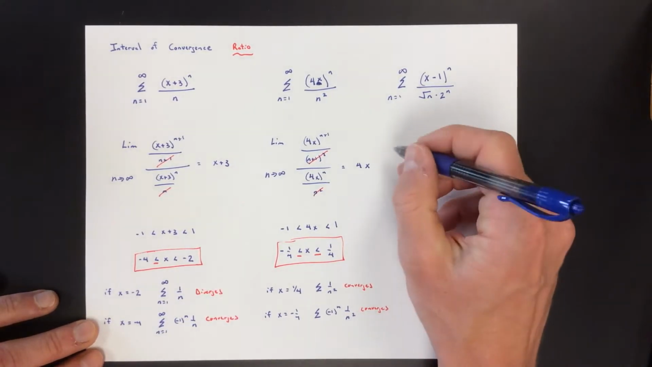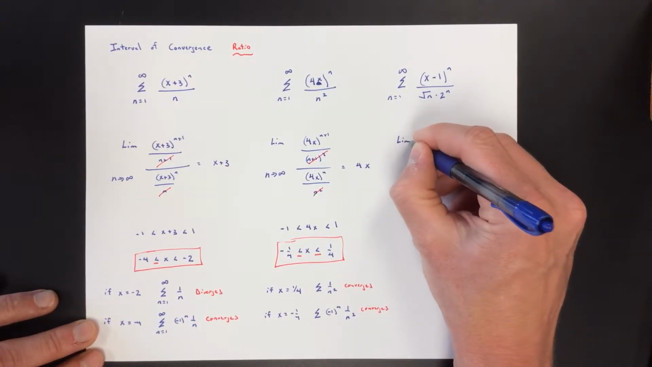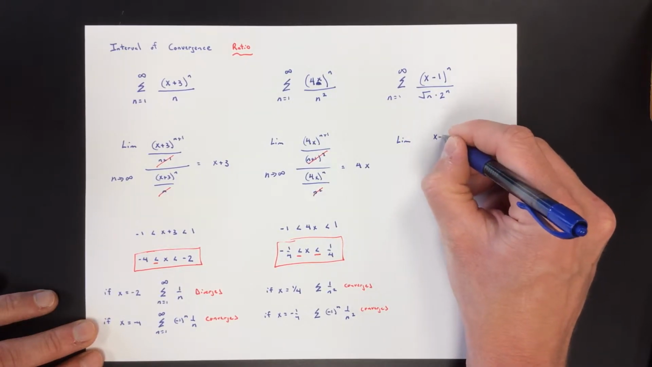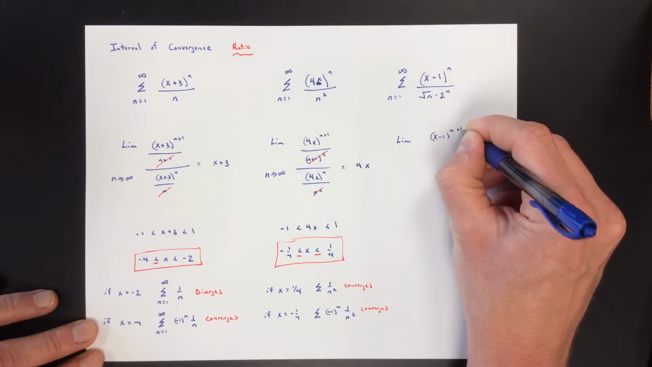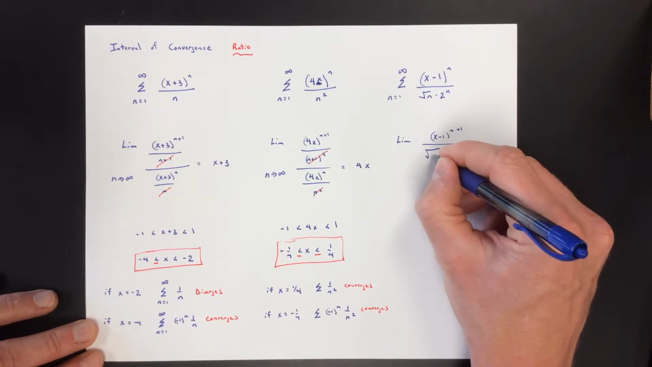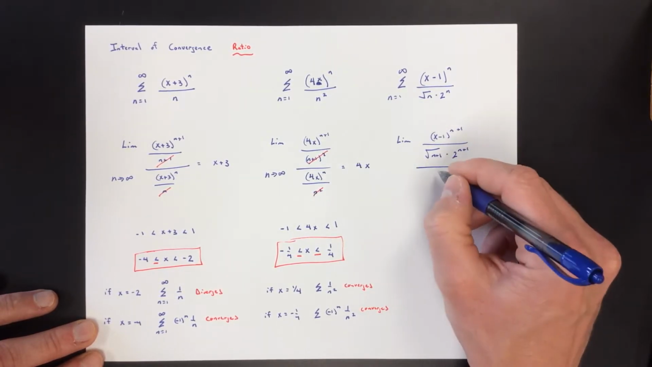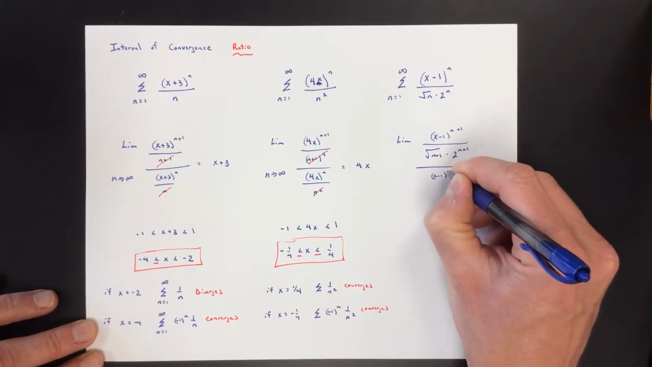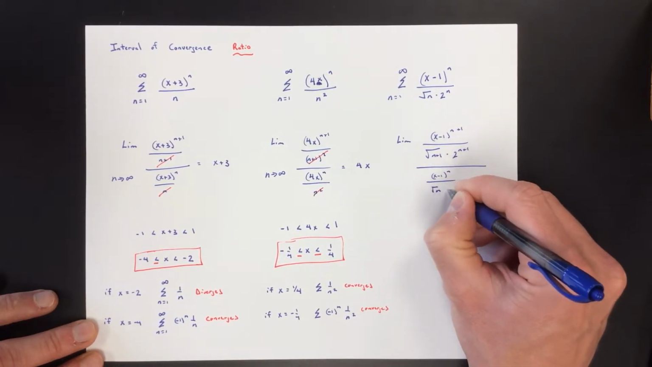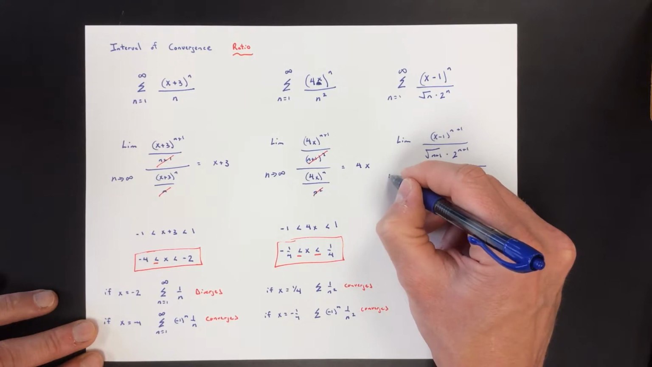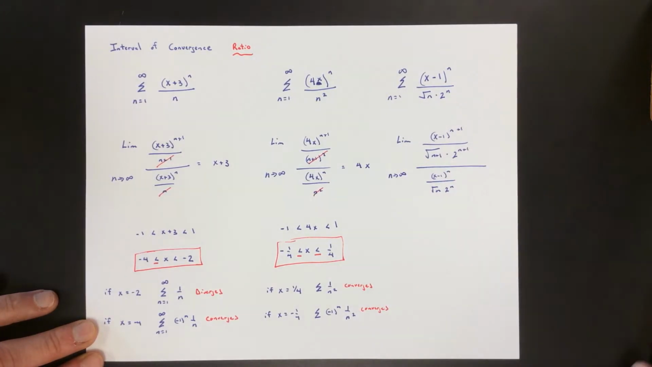Okay, so let's do the work here. The ratio test is where you start. So we want to look at the limit of x minus 1 to the n plus 1 over square root of n plus 1 times 2 to the n plus 1, all over x minus 1 to the n over square root of n times 2 to the n. Look at the limit as n goes to infinity.